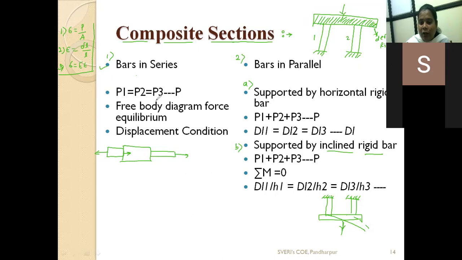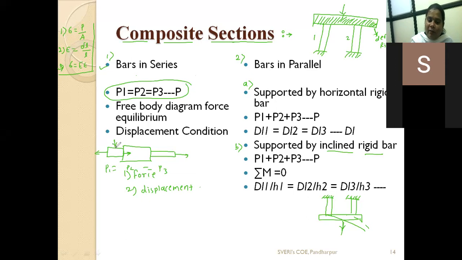Okay. So in that we have to consider two equations. First condition is the force condition, and second condition is the displacement condition. So this is called the force condition. That means P1 is equal to P2 is equal to P3. That is, force applied in the first section is equal to force applied in the second section, which is equal to force applied in the third section. So this is our force condition.